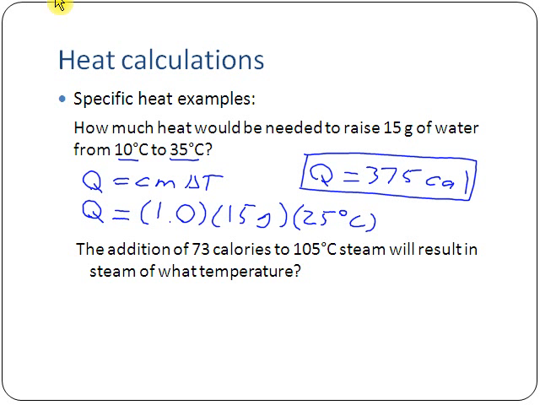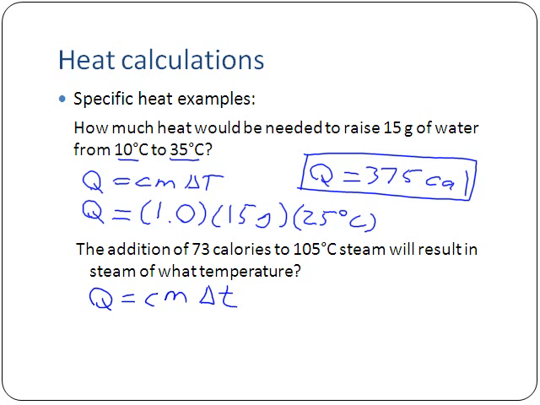Our next problem says the addition of 73 calories to 105 degree steam will result in steam of what temperature? On this one, we have steam at 105 degrees. Since it's steam at 105 degrees, we're not changing the phase. We've just got steam, water vapor. If we add 73 calories to that, it's just going to make the temperature go up. So we know there's a temperature change here, and because of that, we'll be using our specific heat equation, Q equals Cm delta T.